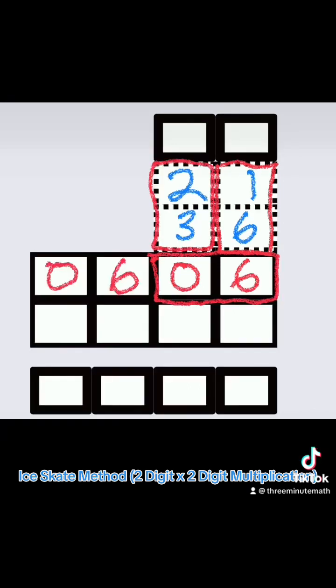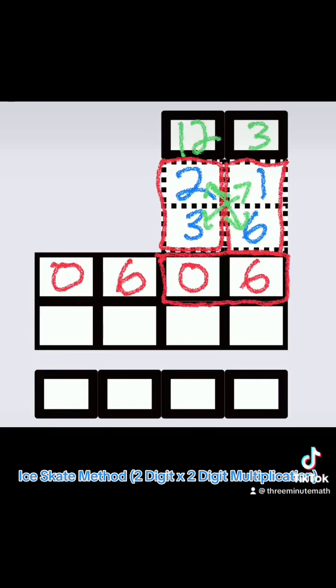Now we multiply the tens place. 2 times 3 equals 6. Again, get in the habit of writing single-digit products with two numbers, so I write 0, 6. Now we cross multiply. 2 times 6 equals 12. 3 times 1 equals 3. 12 plus 3 equals 15, and I bring that 15 down.